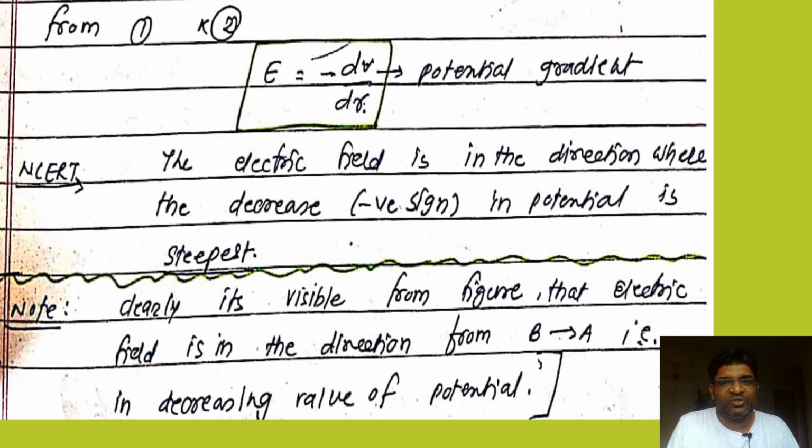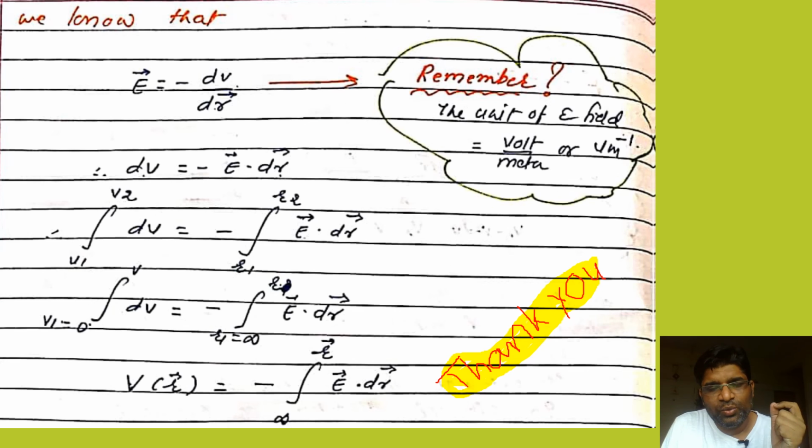Is that clear? So the electric field is in the direction where the decrease in potential is steepest. And you can see from the figure that it is from B to A, which I already have mentioned, that is in the direction of the decrease. With the help of potential gradient, we will derive an important equation which might be helpful in solving the numericals.